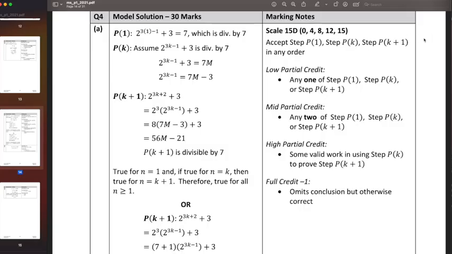Okay, so the marking scheme then for question 4 part a. There's a high partial credit of 12 marks out of 15 for this. And what they say is some valid steps basically in the last part of the problem. So you need to get your assumption, your hypothesis, and use it in some valid way in the final part, so maybe subbing it in or something like that.